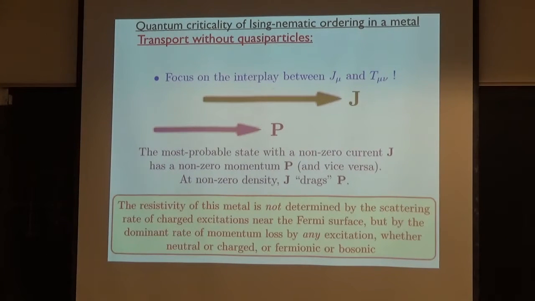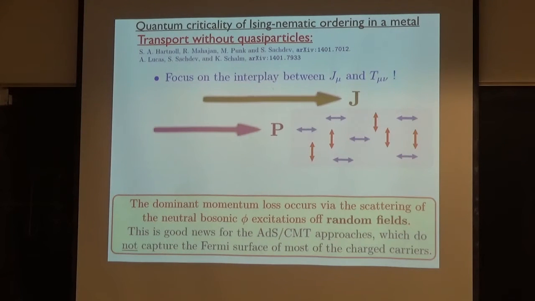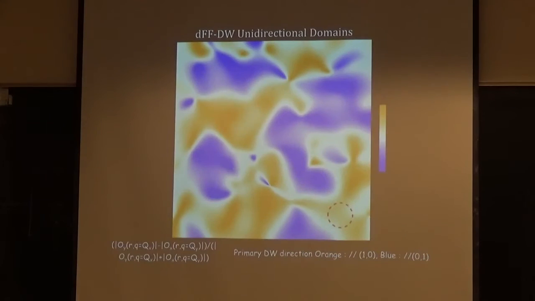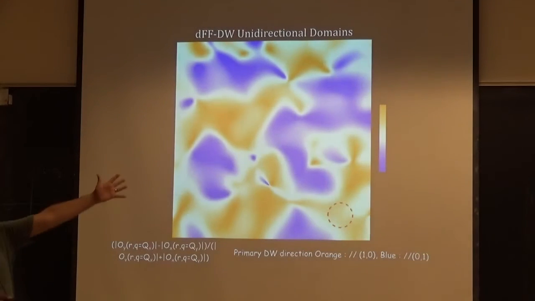All right, so I guess I've already said this. So what's going to stop the momentum? We've just looked at one process so far, and there are many others you could think about. And that just comes from this picture. Here's a picture of the nematic order that I showed you earlier.